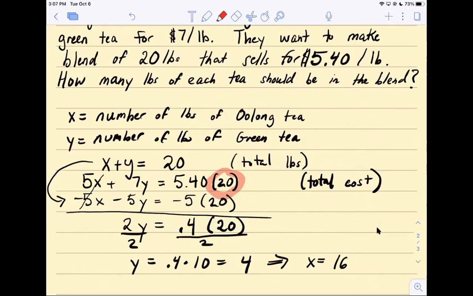Okay. And exactly, yes, the final answer would be x is 16 pounds of oolong and 4 pounds of green tea. Excellent.